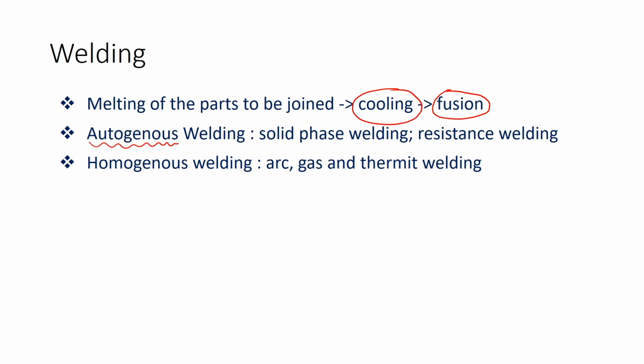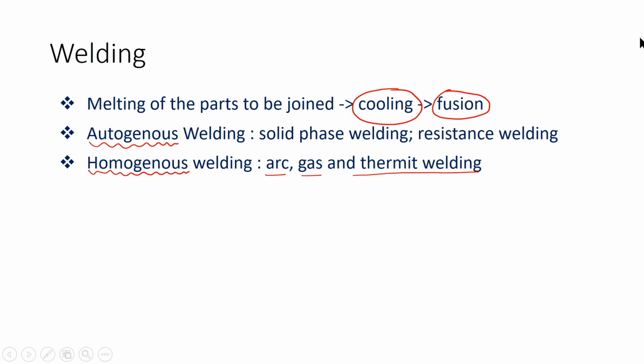In addition to the molten work parts that are to be joined, the electrode will also get melted, and that electrode will get fused with the two different parts. The material of the electrode would be similar to the parent materials. So, when the material of the electrode is similar to the parent material, that process is called a homogeneous welding process. Arc welding, gas welding and thermit welding are some examples of the homogeneous welding process.